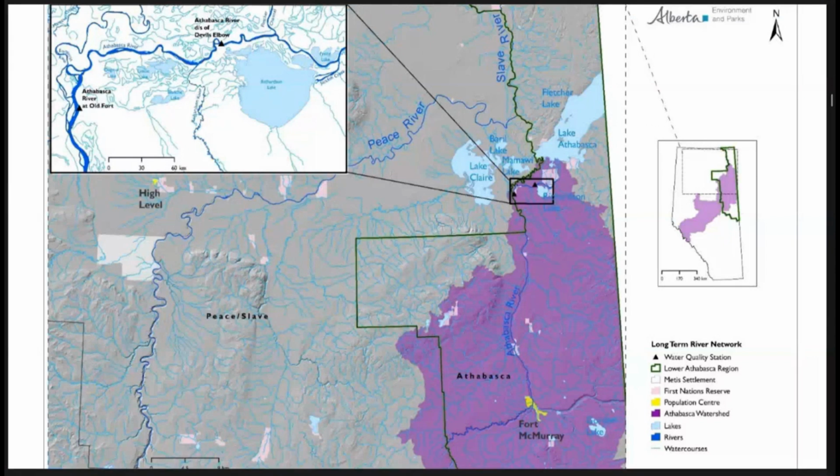The framework for the Lower Athabasca region includes 61 indicators that cover major ions, nutrients, dissolved metals, and total metals. The indicators are evaluated against management thresholds at one station, the Old Fort Monitoring Station, which is indicated by the black triangle on the left of that blow-up quadrant. So the Old Fort Monitoring Station is located downstream of oil sands activities and the city of Fort McMurray, both of which are major influences on water quality in the region. Next slide.